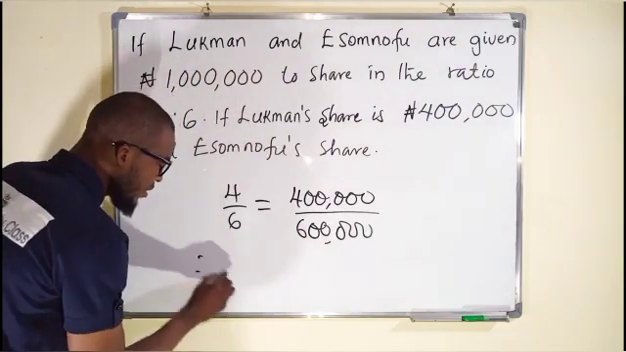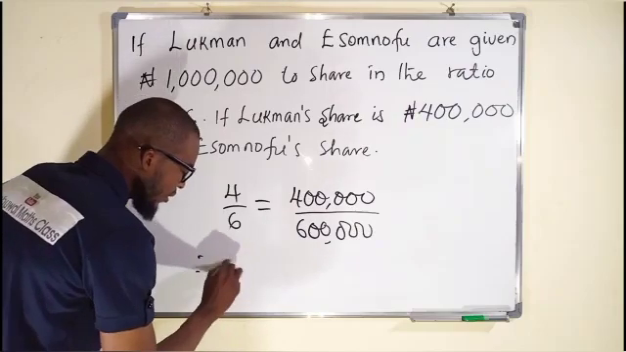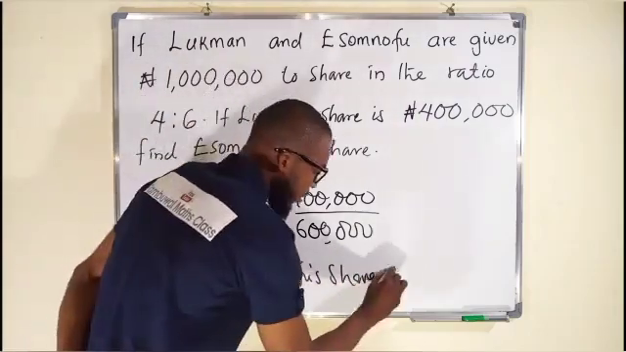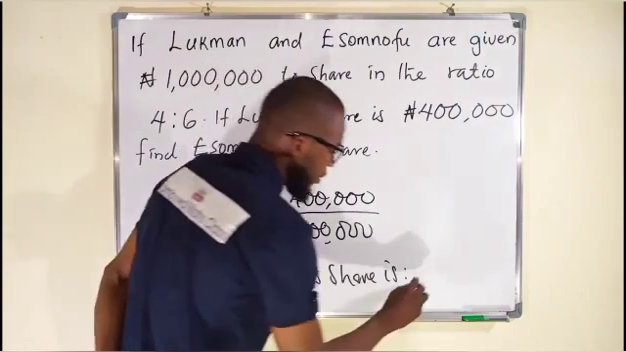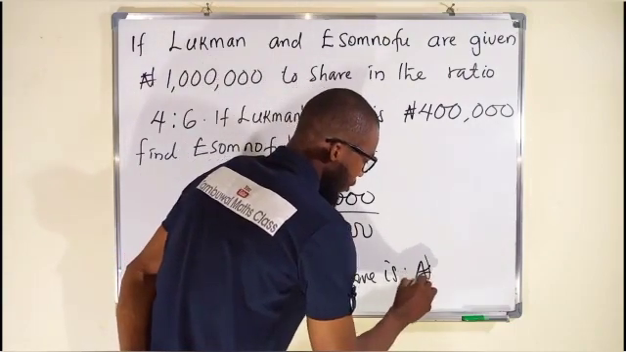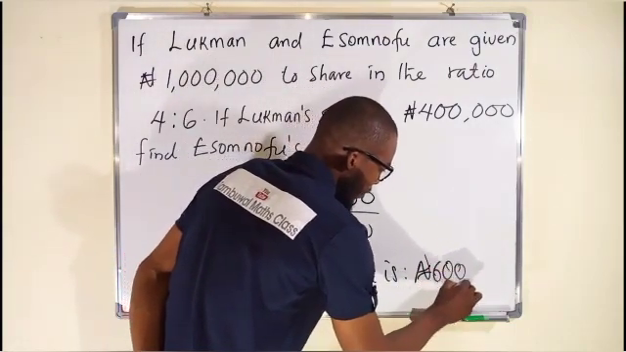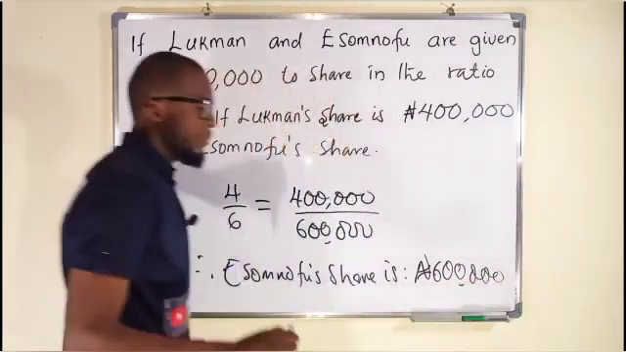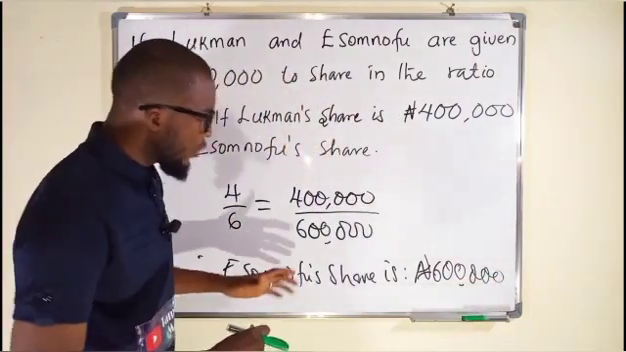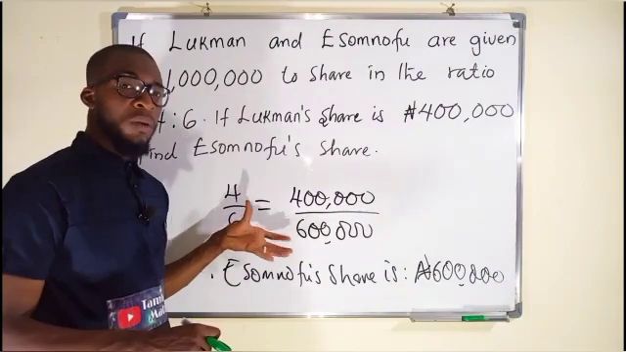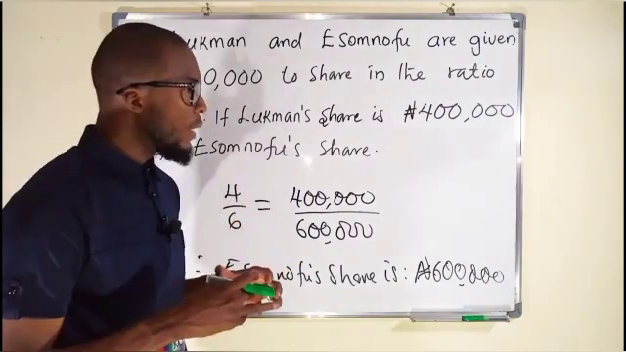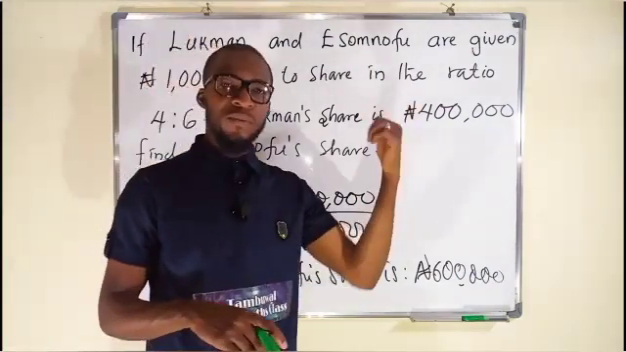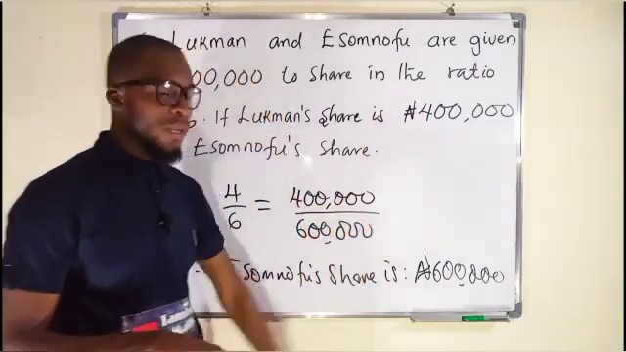So finally, we say Esomnof's share is 600,000. So in case of objective question, please use this method. But if it is a theory question, please admit to Esomnof's method of solving the same problem.